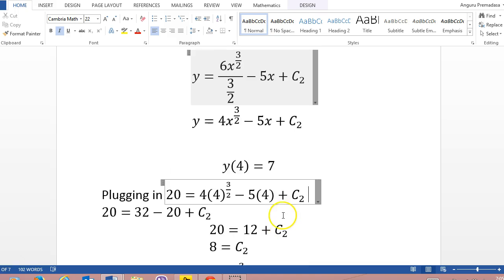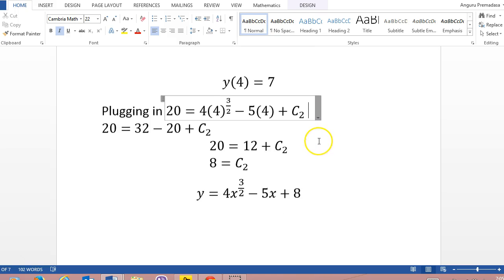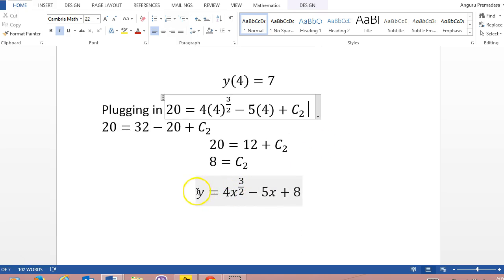Now you just go up here and plug in that 8. So what do you get? y equals 4 times x to the 3/2, minus 5x, plus 8. That's the answer, which is y.